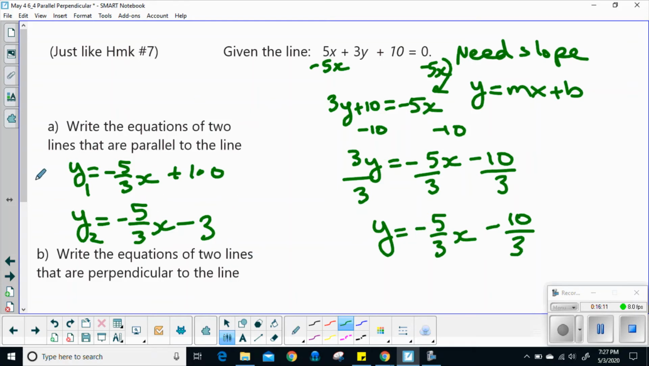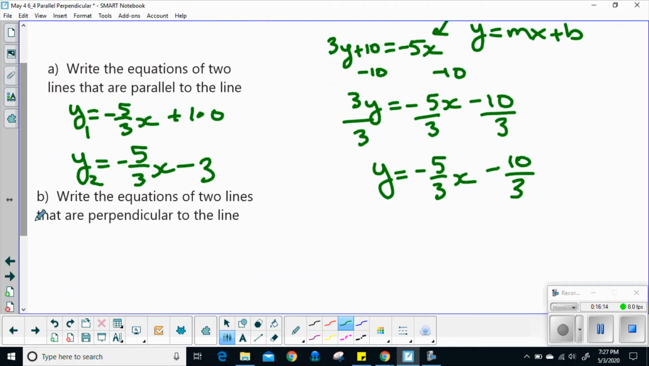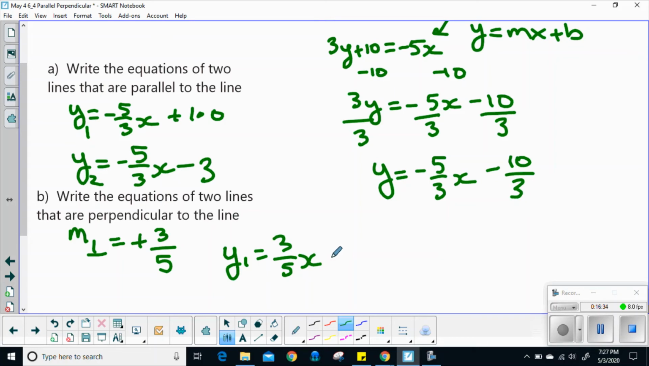Okay? If I'm going to write the equations of two lines that are perpendicular to this line, that would mean that instead of the same slope, I need to change it. So instead of negative, it is now going to be positive, and I flip my fraction, 3 over 5. So now I've got one line that's going to have 3 over 5x plus or minus any number you want. So let's say minus 6. And y2, another line that's perpendicular will have the slope 3 over 5. And let's make it plus 8. Sure.